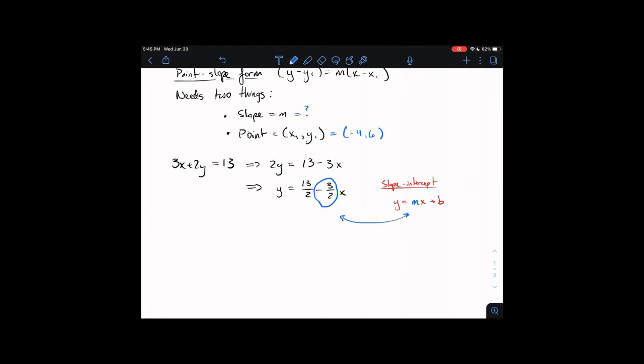So now we know that our slope is negative 3 halves, and we have a point, negative 4, 6. So we can just plug the rest into the point-slope form.